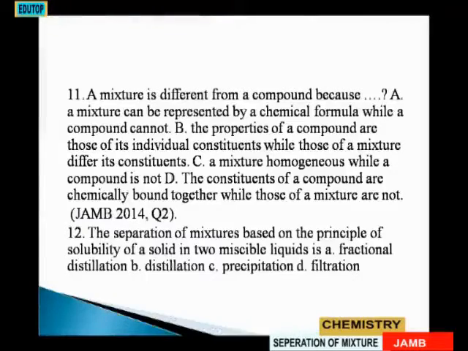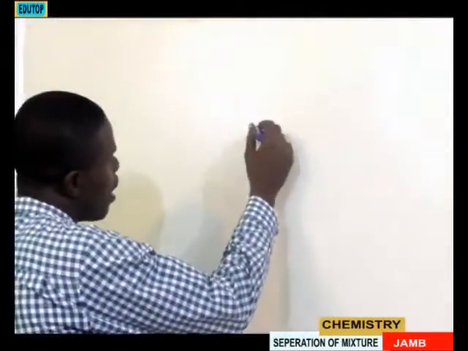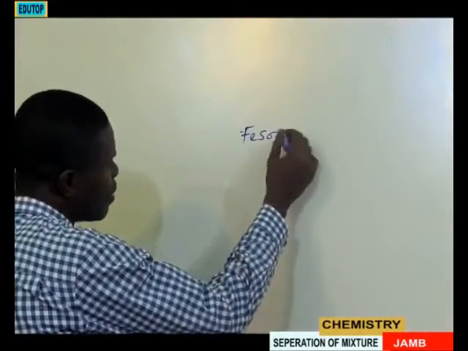So option C says precipitation, and D is filtration. So in precipitation, I explained by using iron 2-6.